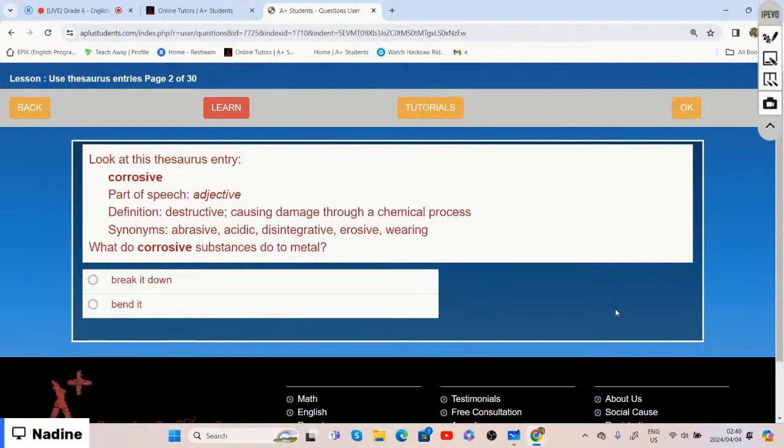All right, if we look at the word corrosive. So corrosive, I don't know if you've heard of the word corrosive already, but it is an adjective, tells us about the noun, modifies the noun, right? Describes the noun, corrosive. And the definition of corrosive is destructive. Corrosive means it is destructive. It is causing damage through a chemical process. Corrosive. Causing damage through a chemical process. And the synonyms of this word corrosive are abrasive, acidic, disintegrative, erosive, and wearing.